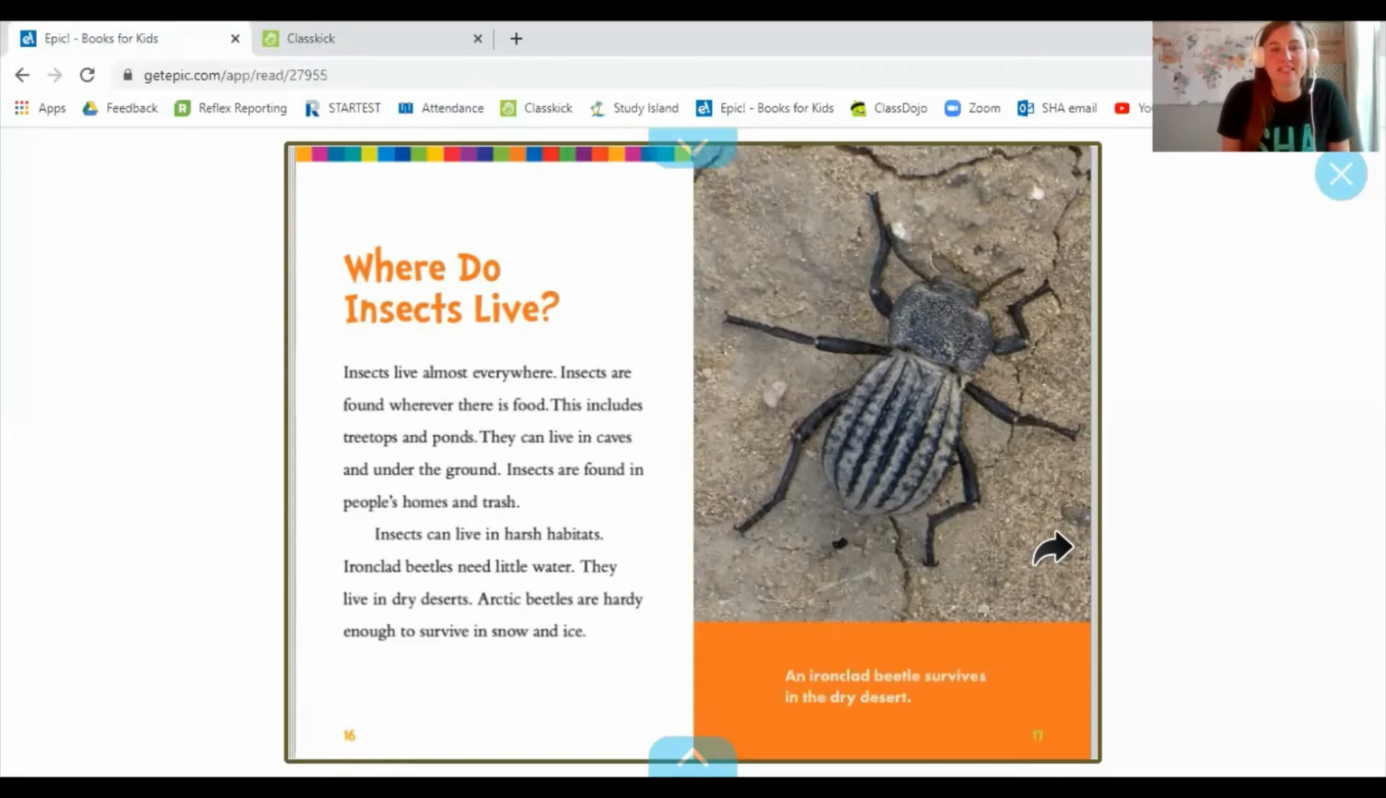Ironclad beetles need little water. They live in dry deserts. Arctic beetles are hardy enough to survive in snow and ice. An ironclad beetle survives in the dry desert.